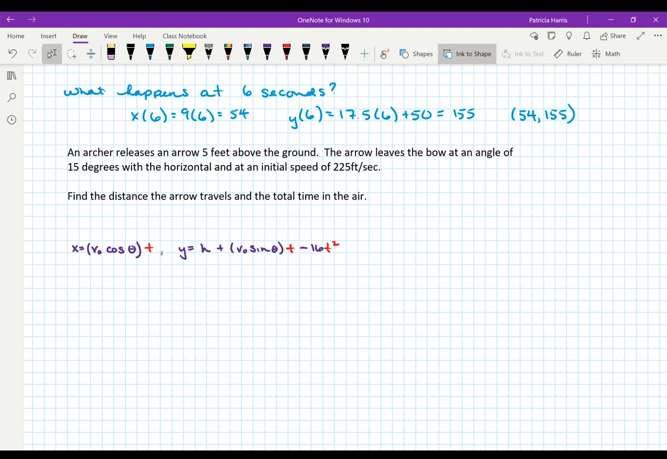All right, for our second example, we're going to do as much as we can on paper, and then we're going to switch to Desmos. So there'll probably be 2 videos for this particular problem.